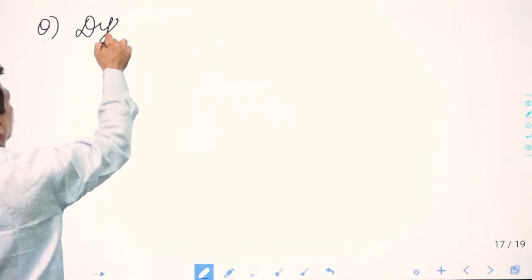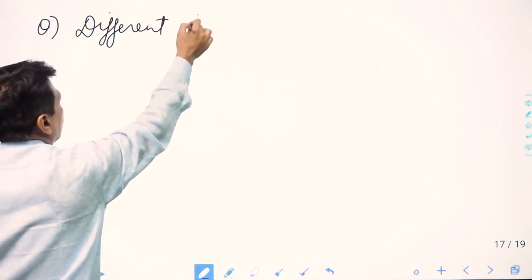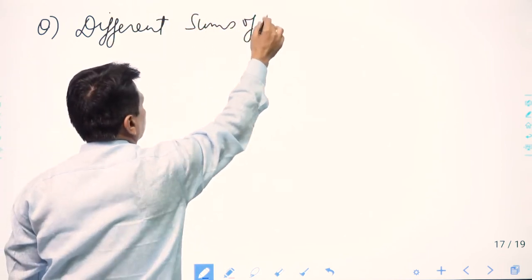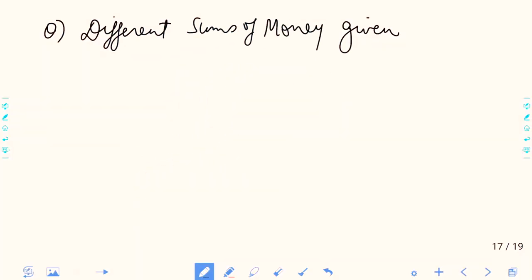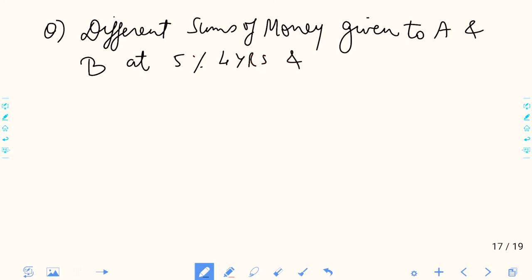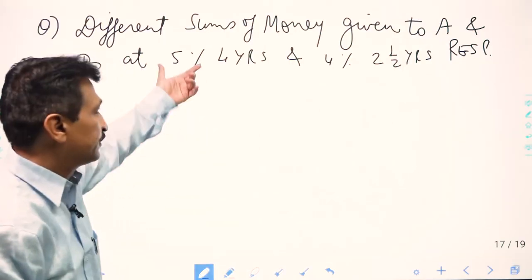Different sums of money were given to A and B at 5% for 4 years and 4% for 2.5 years respectively. You know what is the meaning of respectively? Respectively means this is for A and this is for B.